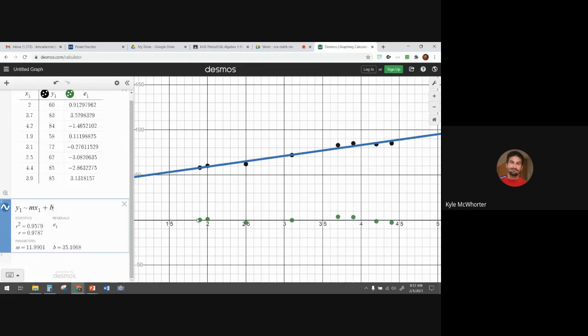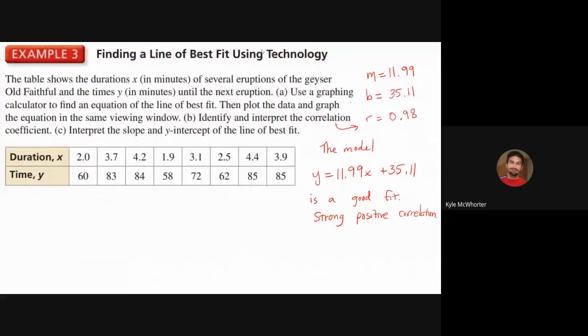We don't see a specific pattern. If you see a big U-shaped pattern like this, then you should be worried. Or even if your residuals are lined up in a line, that's probably not a good indicator either, unless that line is the x-axis. Okay, so these problems are a lot easier when we have a calculator doing most of the work for us. What's next?